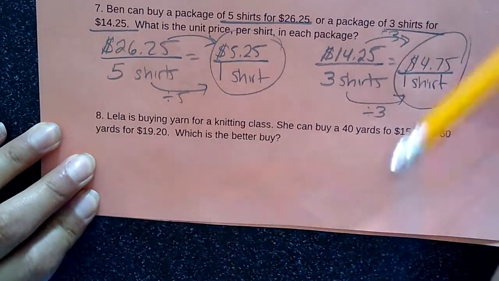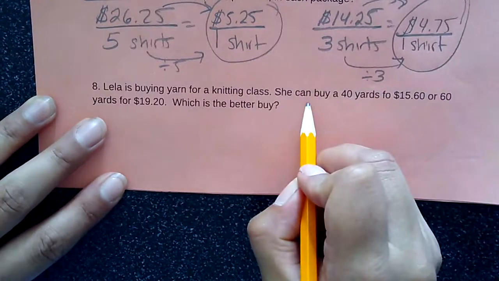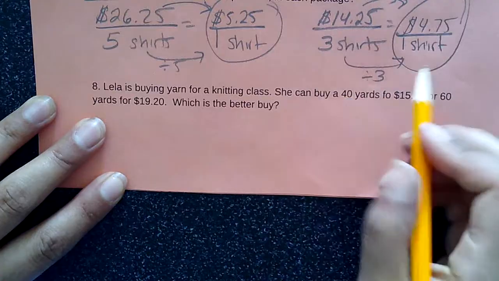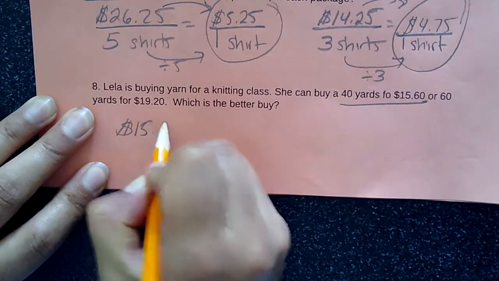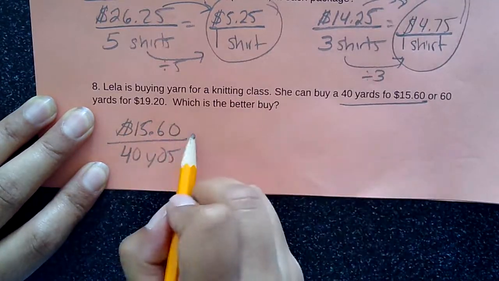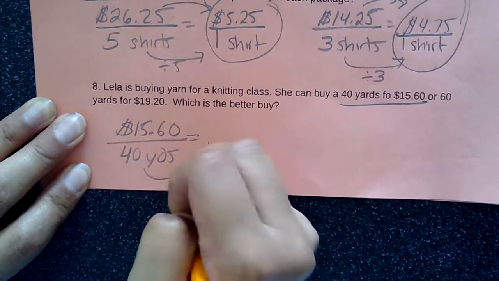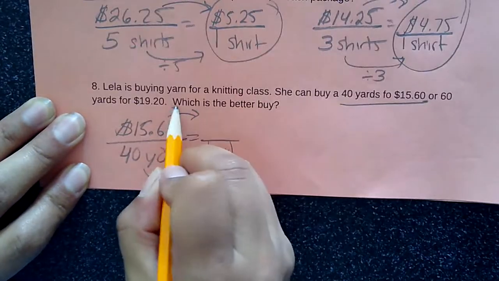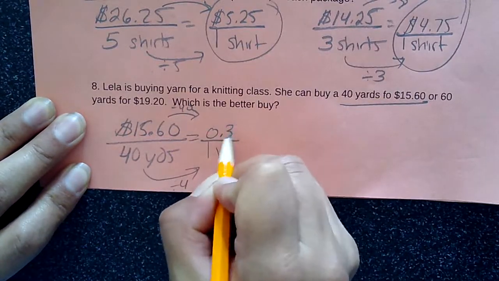So Layla is buying yarn for a knitting class. She can buy 40 yards for $15.60. $15.60 for 40 yards. So let's start with that one. How much is 1 yard? Divide by 40. I get 39 cents per yard.